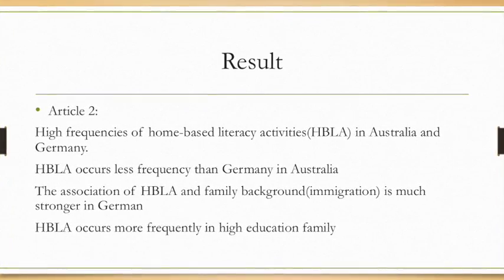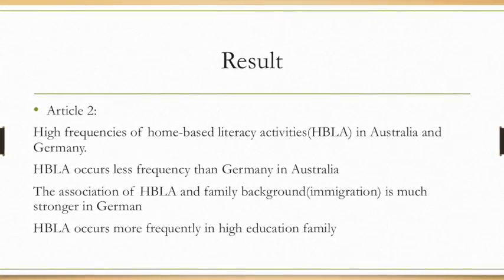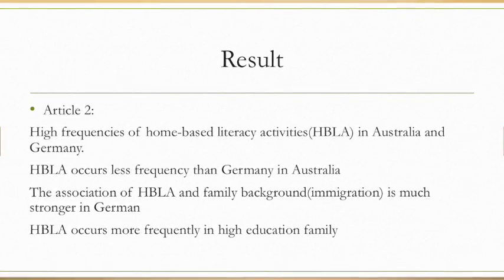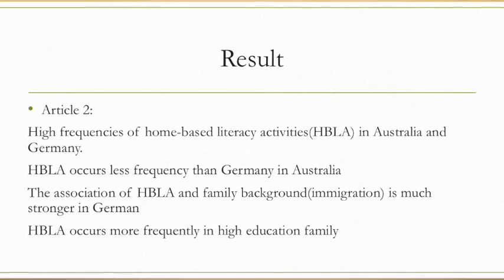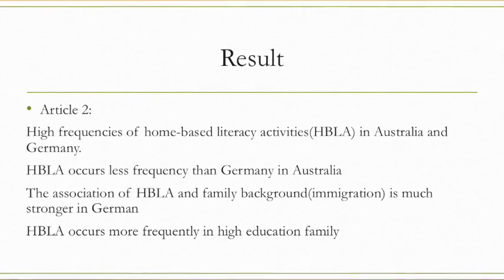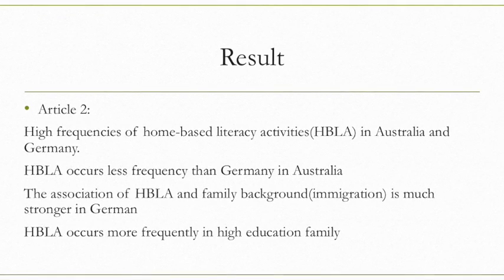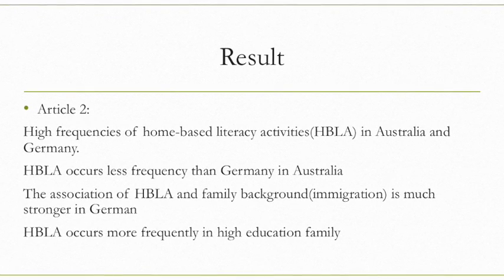OECD findings in 2010 demonstrate that the academic achievement of German students is more dependent on family background variables than the academic achievement of Australian students. In addition, home-based literacy activity occurs more frequently in higher education families.